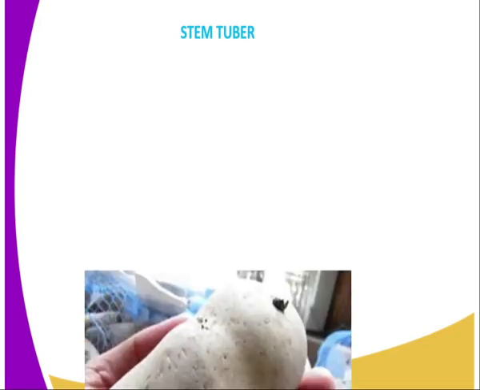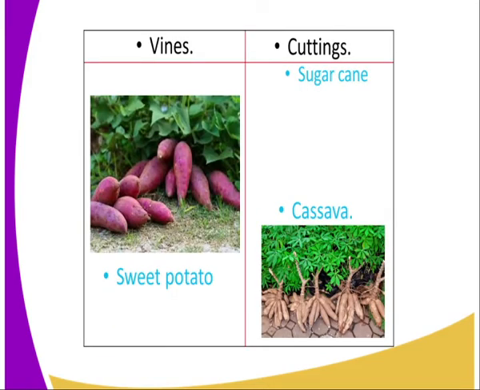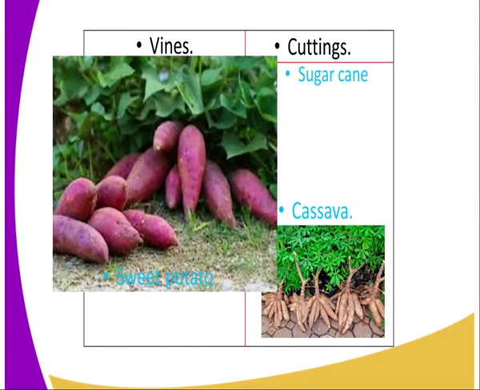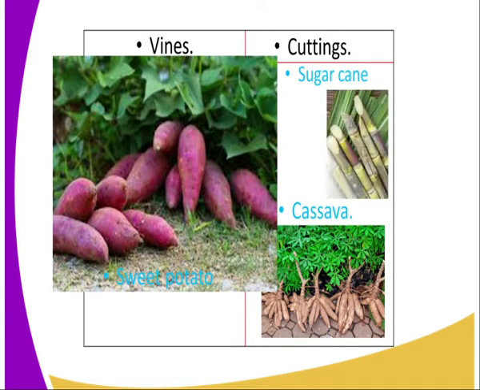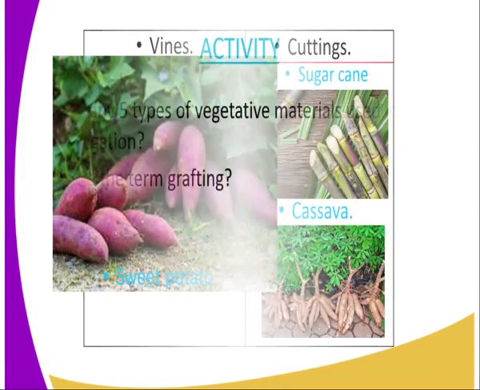Then we have stem tubers. When it comes to propagation of Irish potato, you can use the stem tuber. Then we can use the vines. That is another method when it comes to sweet potatoes. Then you can also use cuttings, and some of the crops which are raised through cuttings, use of cuttings as vegetative material, we have the sugarcane, as is well illustrated for you. Then we have cassava, which also uses cuttings as a vegetative material.